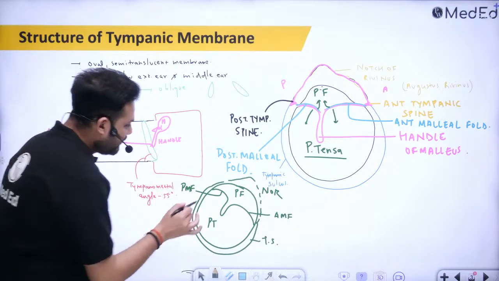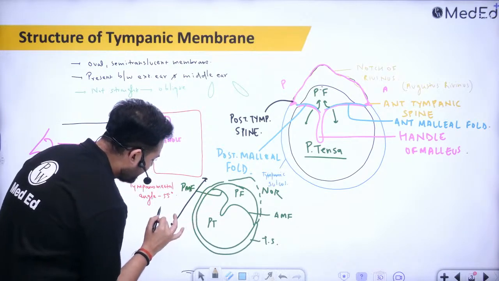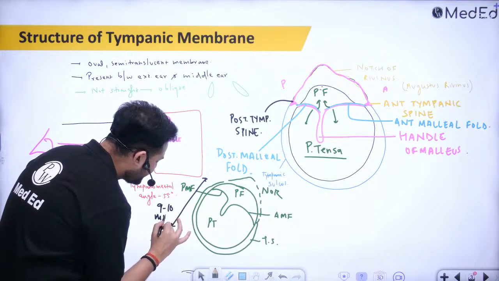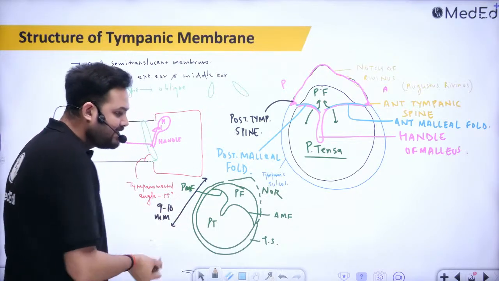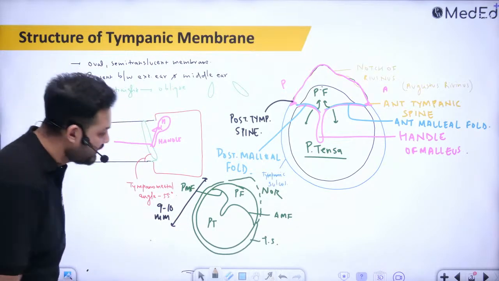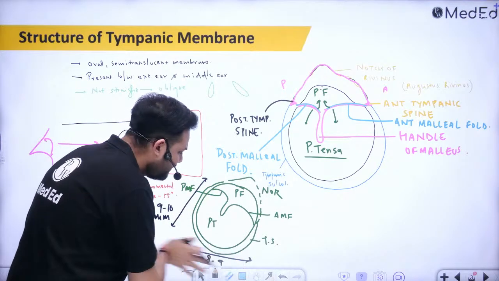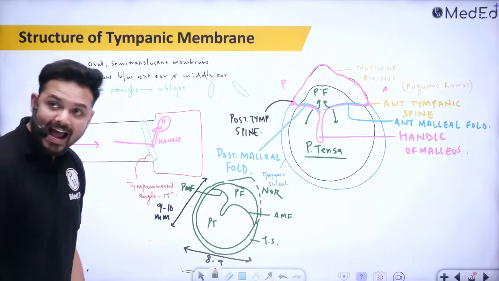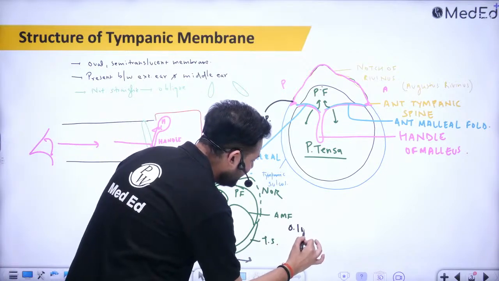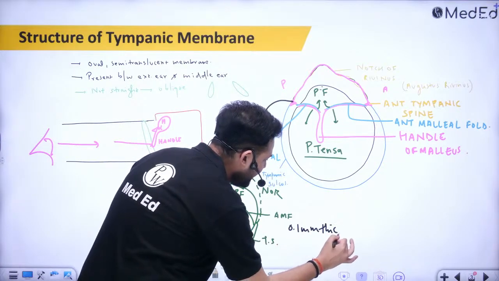Okay? So the tympanic membrane is 9 to 10 millimeters tall. 9 to 10 millimeters ये tall है. Okay? 8 to 9 millimeters wide. 8 to 9 millimeter broad है. Okay? And it is 0.1 millimeter thick.